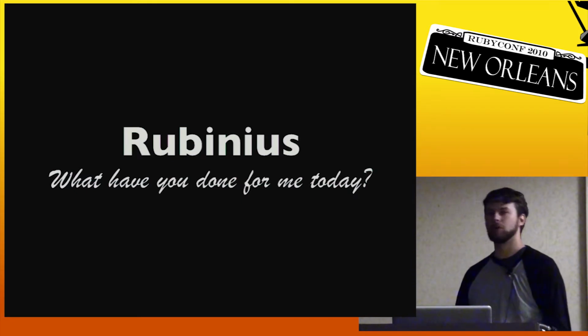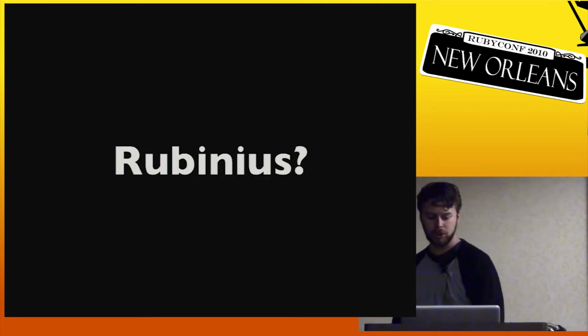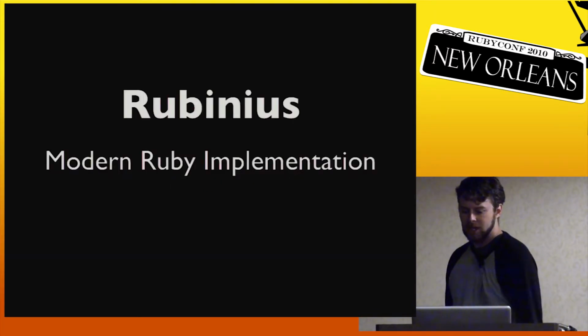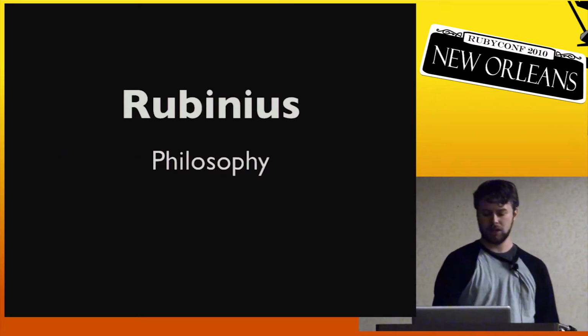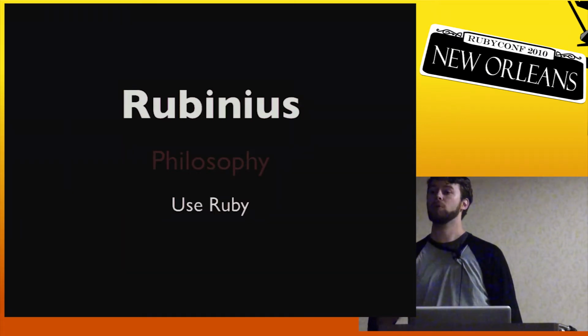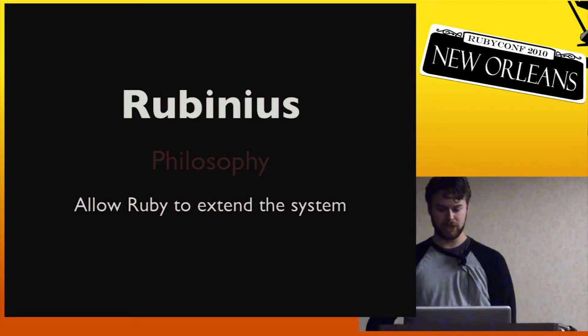But let's do a real quick, because I don't know what kind of audience I've got here, what is Rubinius, just to get this out of the way. It aims to be a modern Ruby implementation with a specific philosophy of trying to use Ruby to do as much of the work as we can inside the system. So allow Ruby to extend the system.